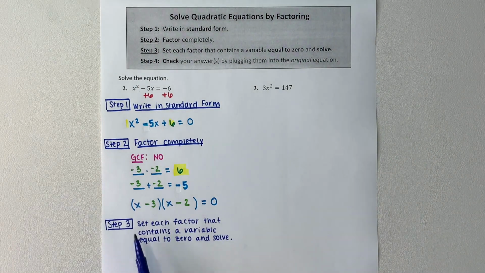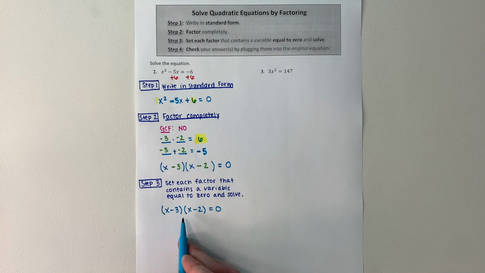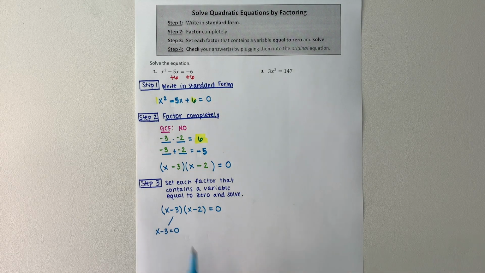For step 3, we need to set each factor that contains a variable equal to 0 and solve. I'm going to copy this down right here. So factors are quantities being multiplied. We have two factors here since we have two quantities being multiplied. X minus 3 is a factor and x minus 2 is a factor. So let's set both of those factors equal to 0. We'll start by setting x minus 3 equal to 0, and then we'll set x minus 2 equal to 0.